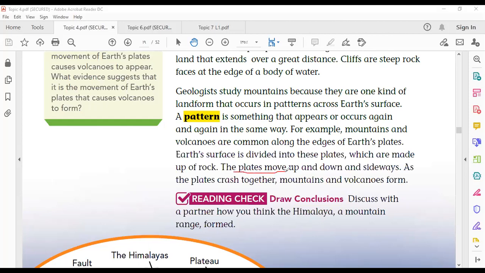دائما بتحركوا up down، يعني up زي هيك down and sideways. كيف يعني sideways؟ بهيك بنشوف مثلا، أو واحد بيروح هيك، ثاني بيروح هيك، هاي هيك sideways. Sometimes as the plates crash together، لما بيصطدموا ببعض crash together like this.